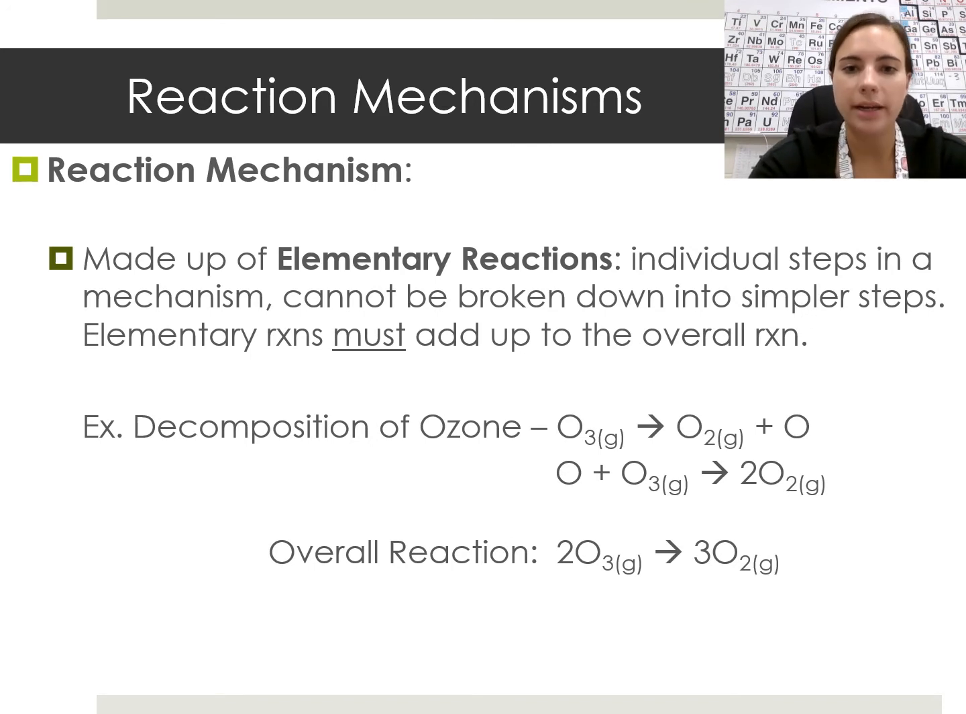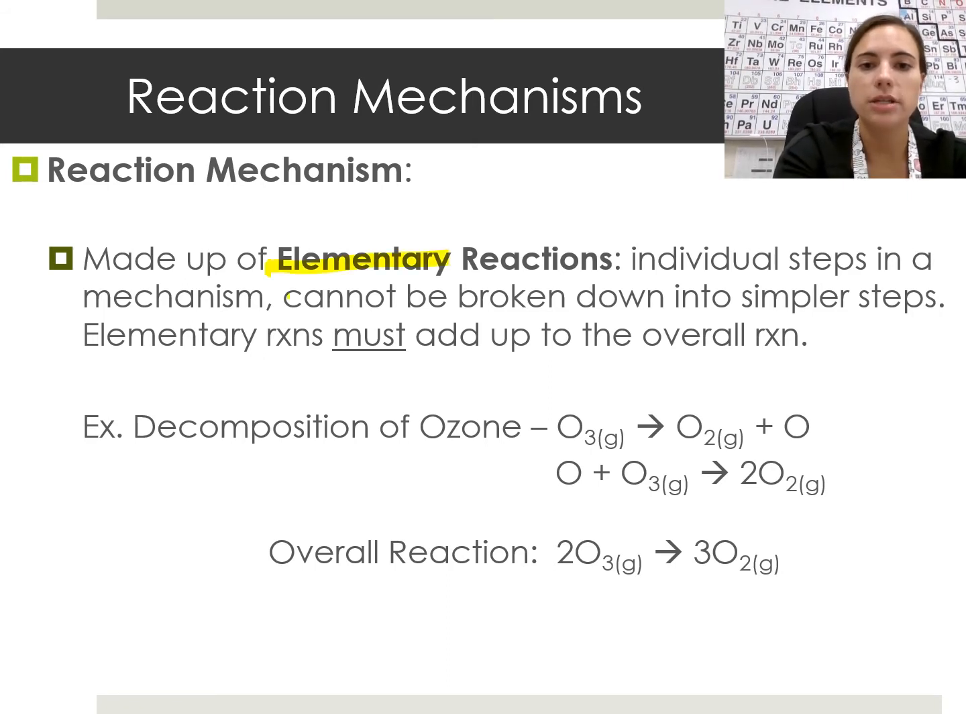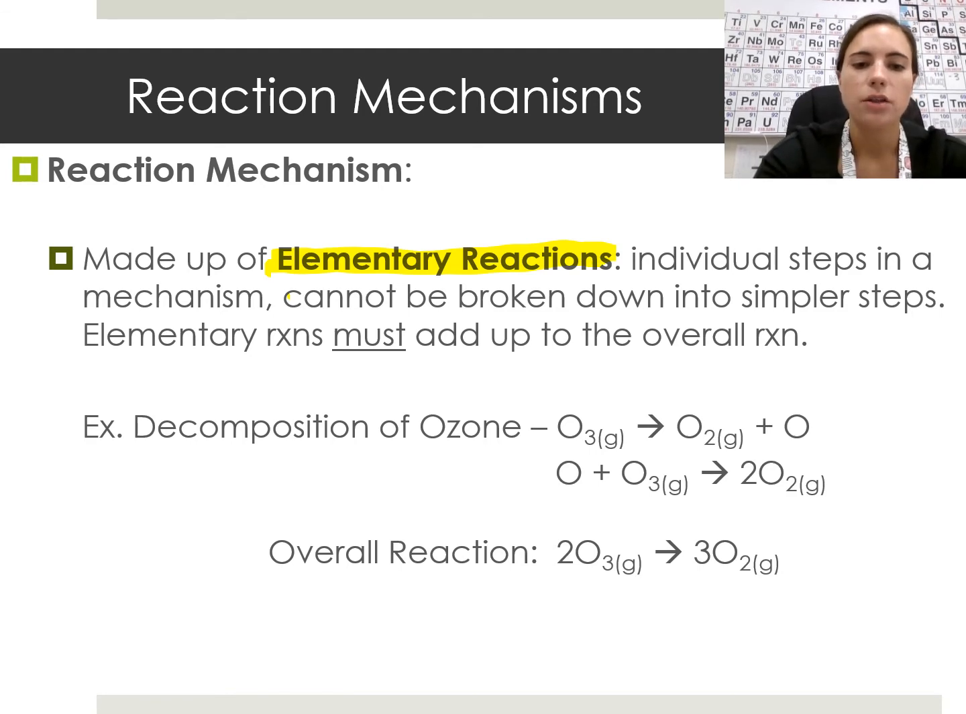Reaction mechanisms are made up of individual steps called elementary reactions. Those 2 steps that we just looked at for the reaction of ozone to oxygen gas are referred to as elementary reactions. They cannot be broken down into smaller steps. There's no, then that happens in 2 steps. These are the very basic steps. And the elementary reactions have to add up to the overall reaction.